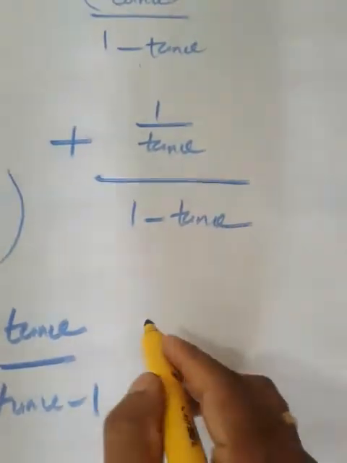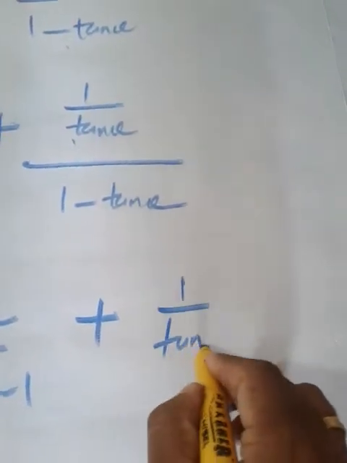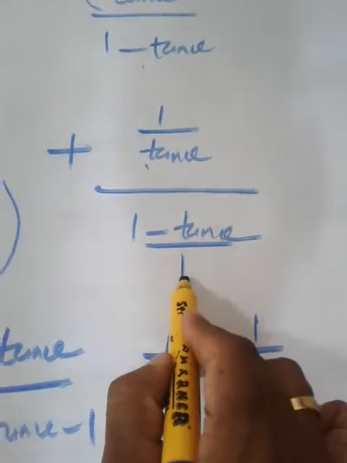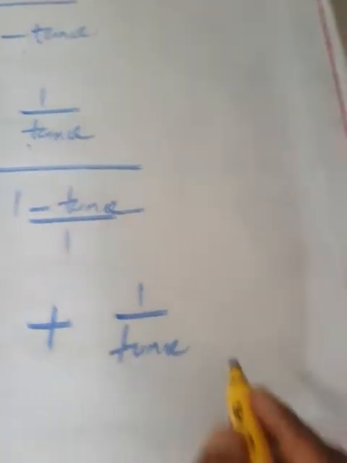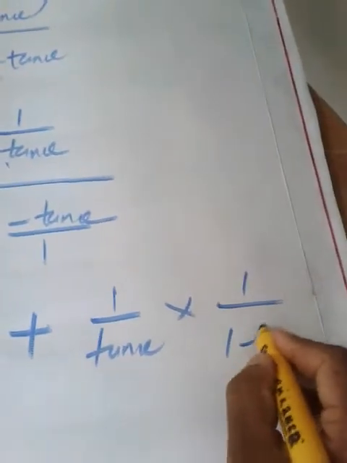Here also, the numerator is 1 by tan theta. Just write as it is. And this 1 minus tan theta you can write as 1 minus tan theta by 1. Why? Because then it is easy to take the reciprocal, into 1 by 1 minus tan theta.